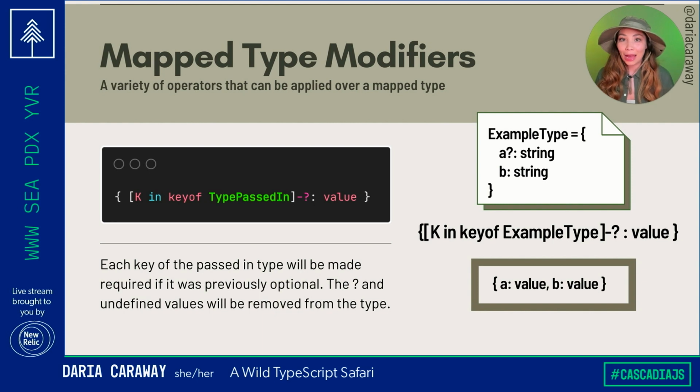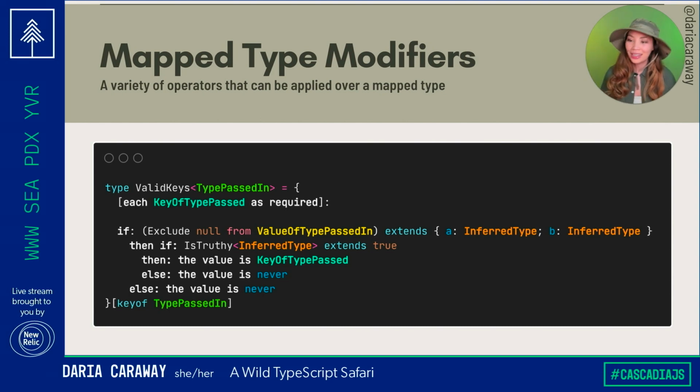It's actually a mapped type modifier. There are a handful of these modifiers in TypeScript that you can apply over a type as you map over it. So here we're going to remove the question mark, or the optionality, from each property as we map over it. So if we have an example type and A is optional but B is required, when we map over it with this modifier, we're going to remove the question mark and remove the optionality and say that both A and B are now required. Neither of them can be undefined.